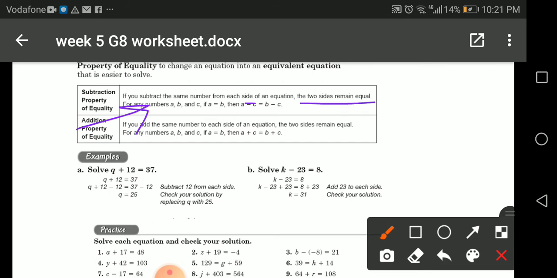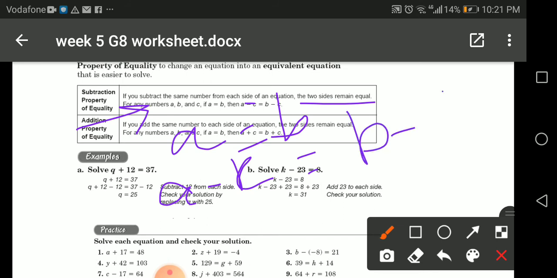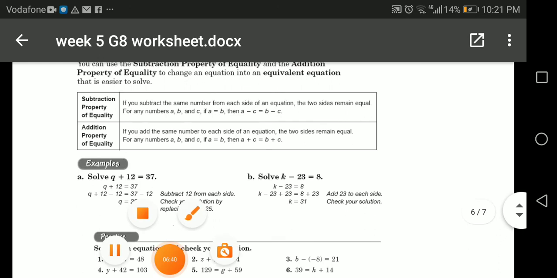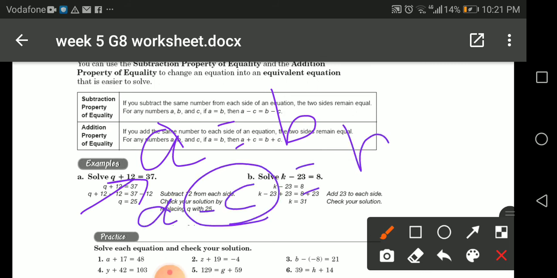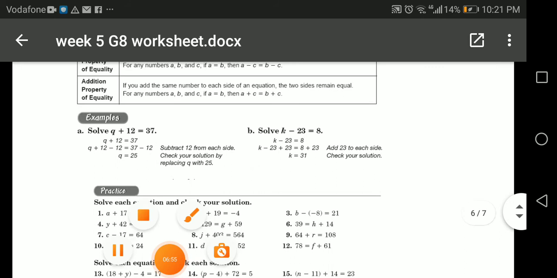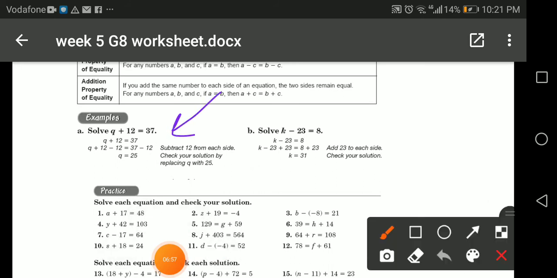So if a equals b, so a minus c equals b minus c, right? If a equals b, and we take c from a, it will be the same if I subtract c from b. Let's see together. This example shows us what I'm talking about.